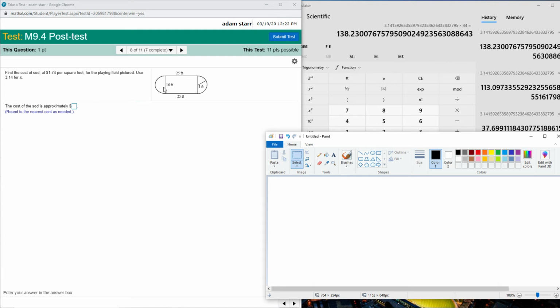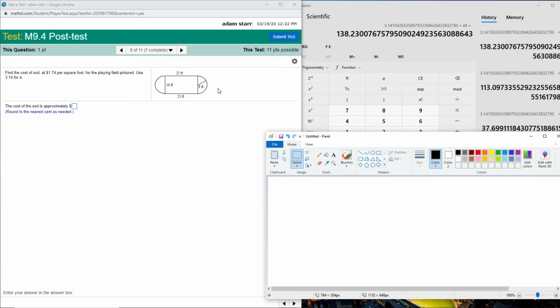Now we have a couple shapes here, and we're talking about the cost of sod, okay, or grass. So this is talking about area. We need to fill this with grass. So we're talking about the area here. So if we look at the shapes we have a rectangle here in the middle, a semicircle, and a semicircle.